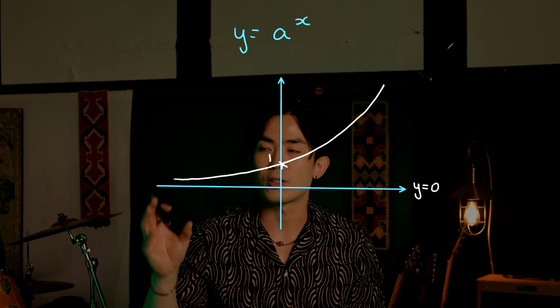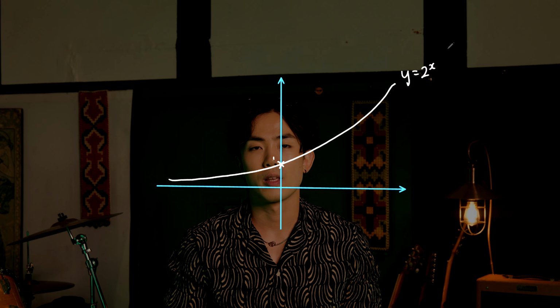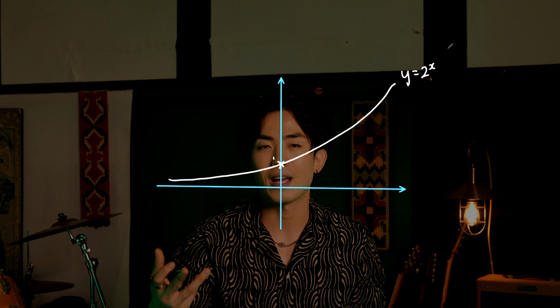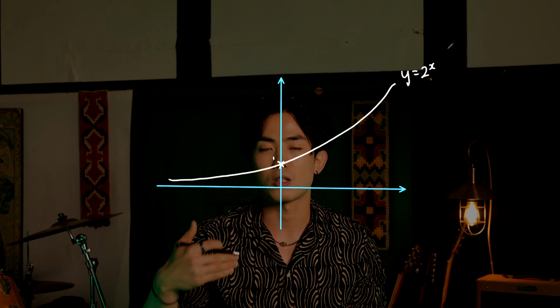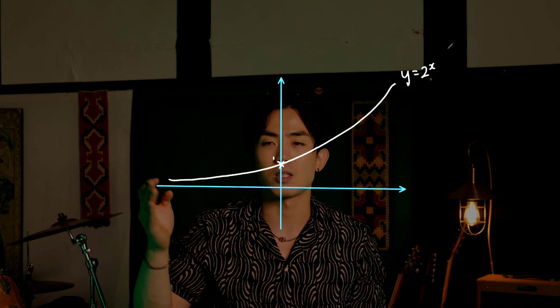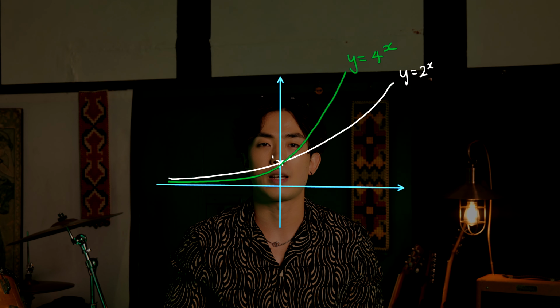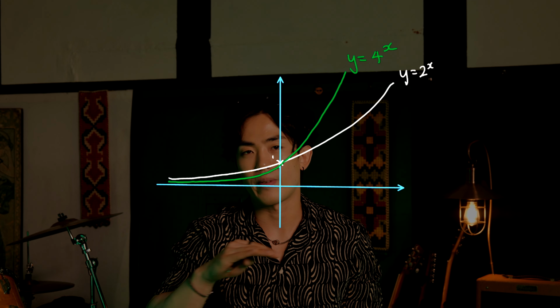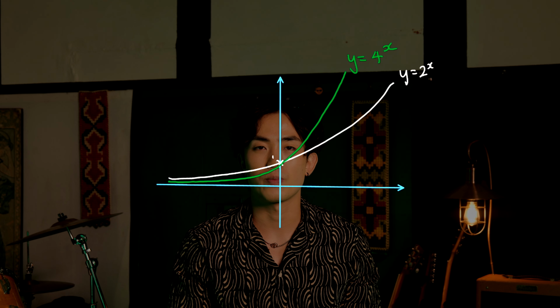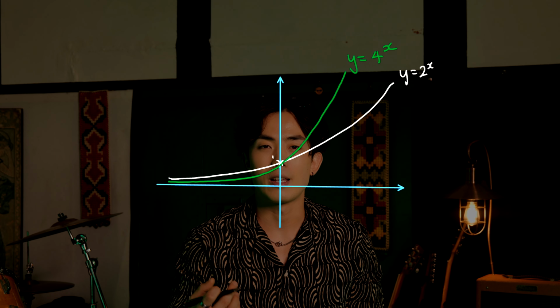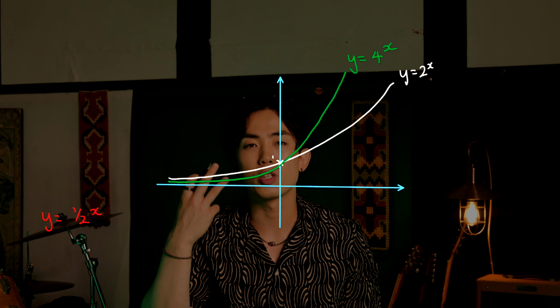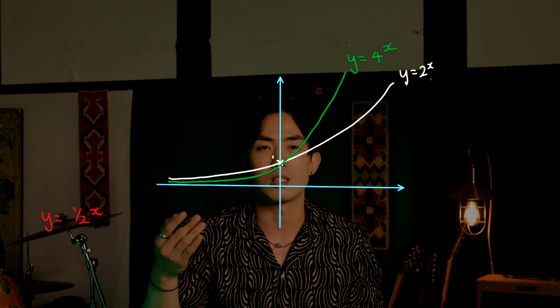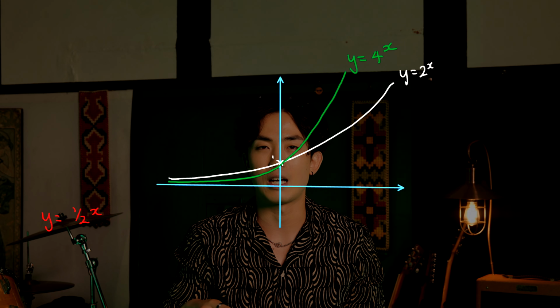So those are the two key points that you guys should be aware of. So if I was to sketch y is 2 to the x, it will look something like this. If I was to sketch y is 4 to the x, you can imagine that 4 as being bigger than 2, so it's just more steep, right? So it looks something like this, still passing y is 1, and still having a horizontal asymptote at y is 0.